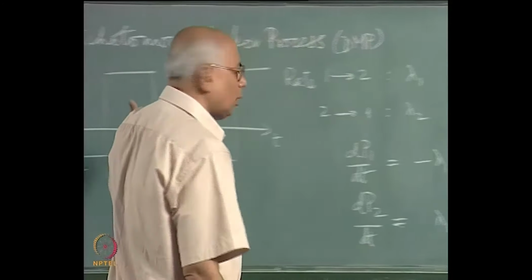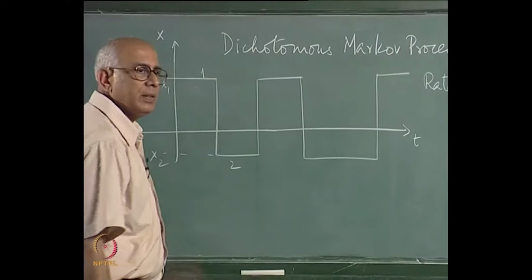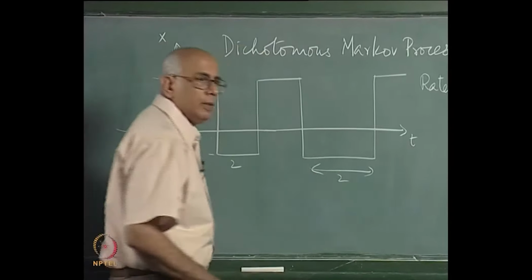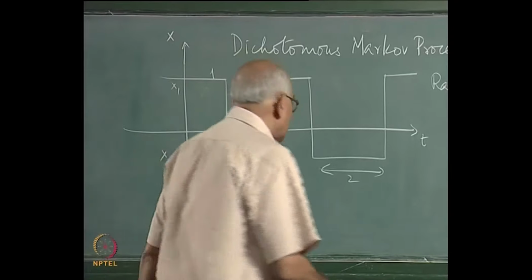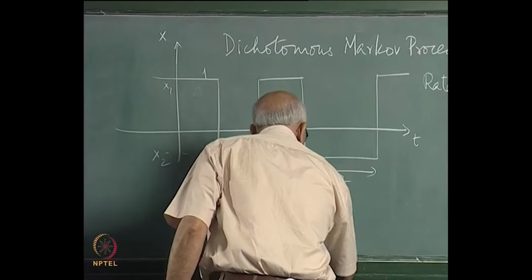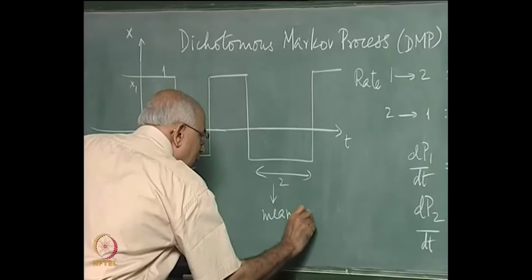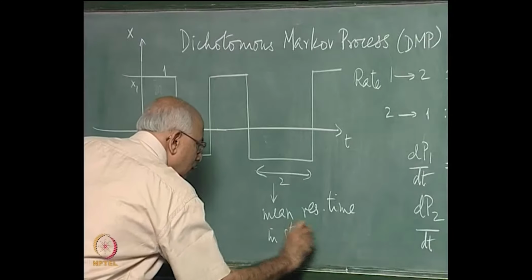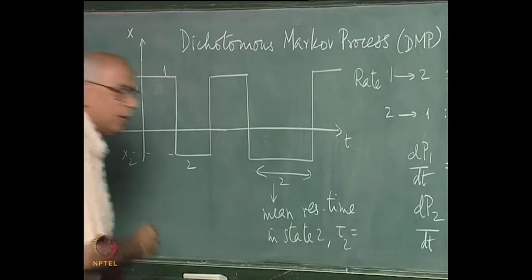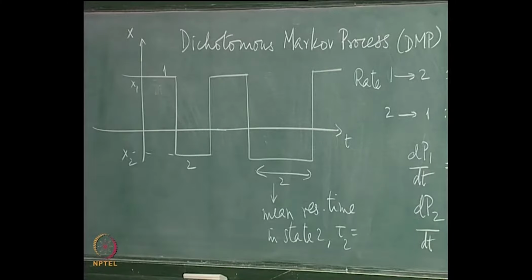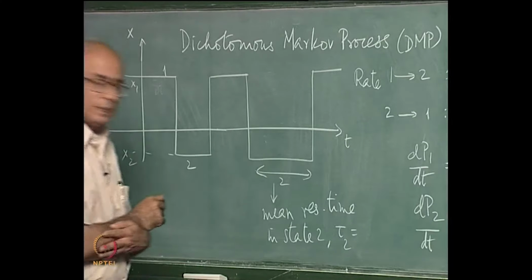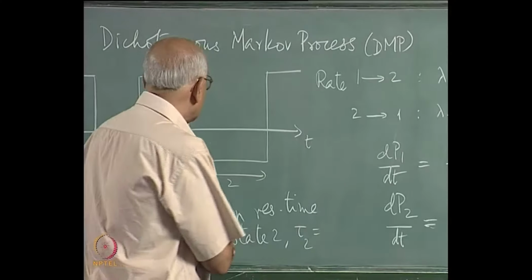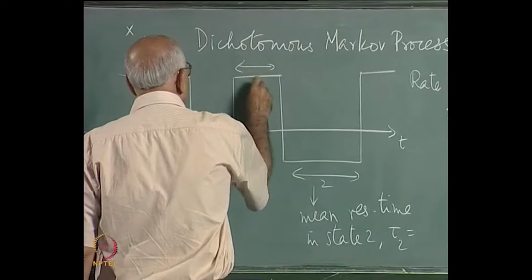But you can actually guess on physical grounds what happens here. What is the average time that the system spends in state 2? What would this be? Let us call this tau 2, the mean residence time in state 2. What would the mean residence time here be? And similarly the mean time here would be tau 1.